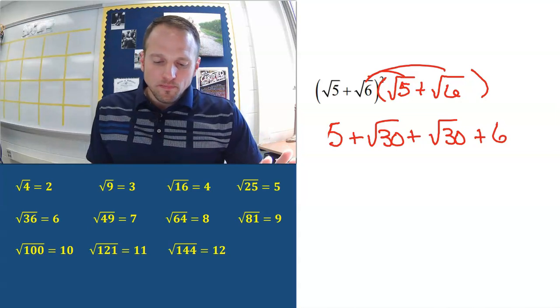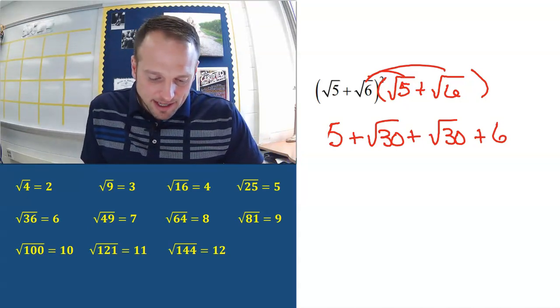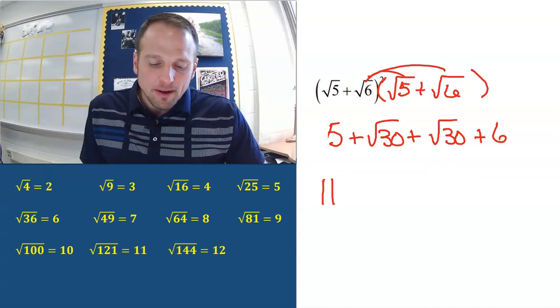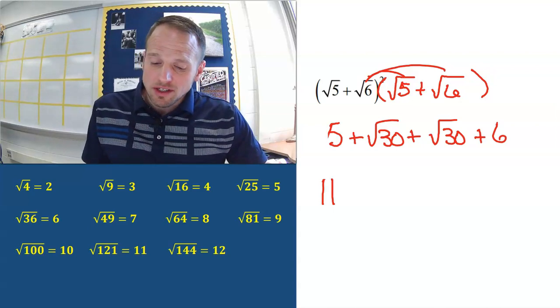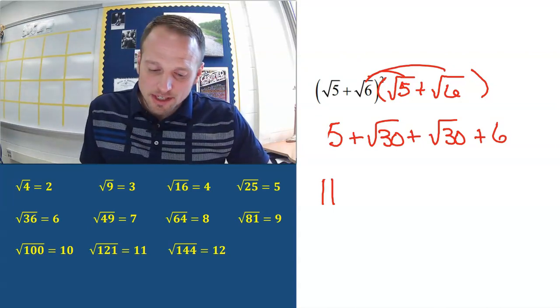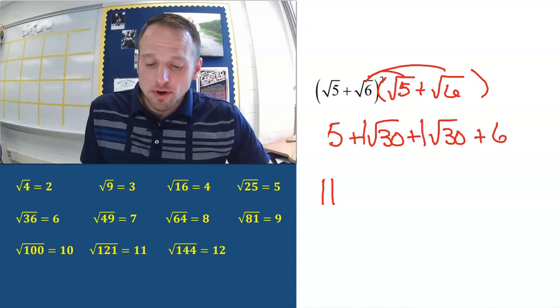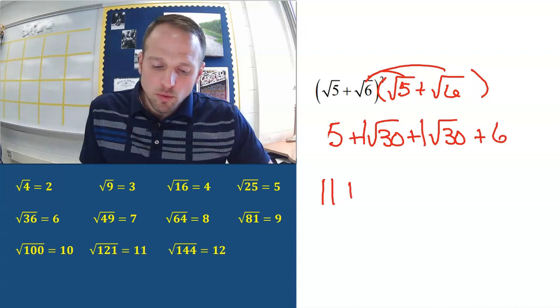Okay, so let's look at this. Let's combine these numbers first. 5 plus 6 is going to be 11. It would be tempting to call this next one root 60, but it's not. Think about it as a 1 root 30 plus a 1 root 30. 1 root 30 plus 1 root 30 is just going to be 2 root 30.